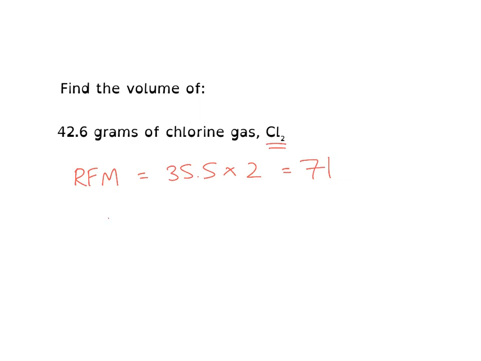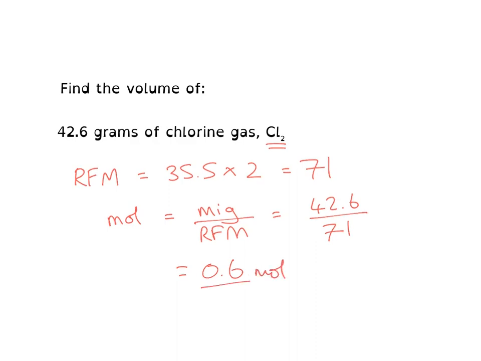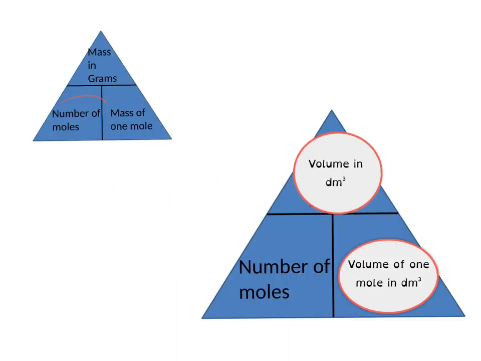I've only got 42.6, so I work out my moles is mass in grams divided by the mass of 1 mole, in this case the RFM. So it's going to be 42.6 divided by 71. Pop that in my calculator and I get number of moles is equal to 0.6 moles. I then go back to my triangle. I've worked this out, so I can put that down there. I now know number of moles.